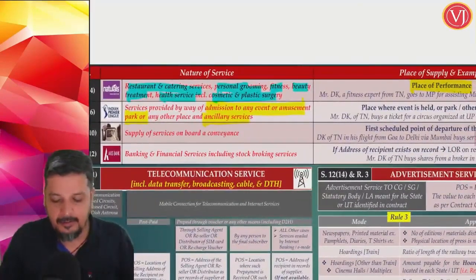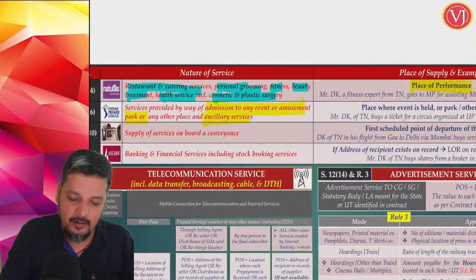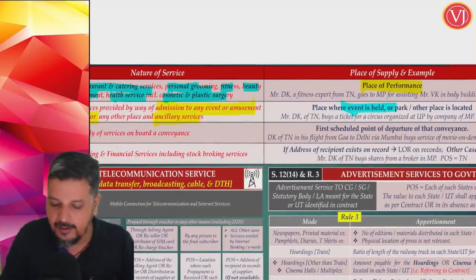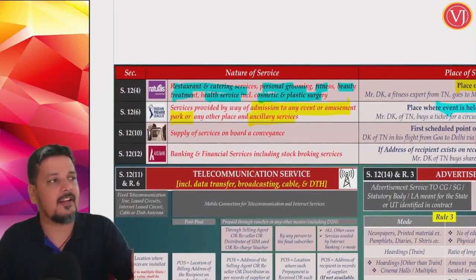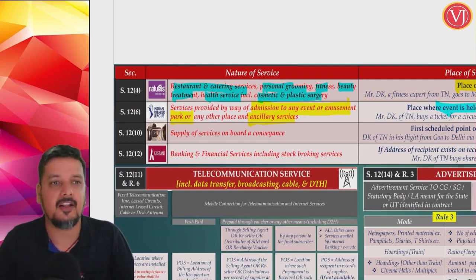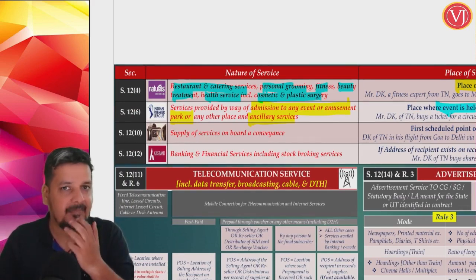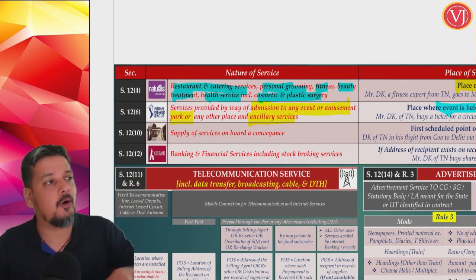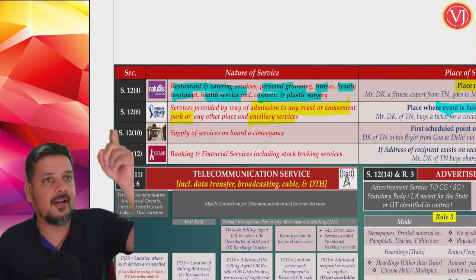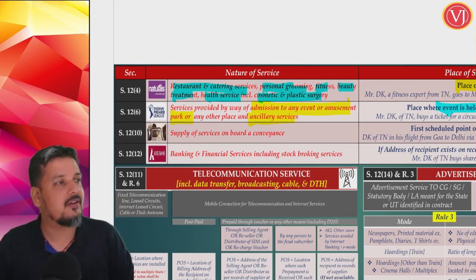Where is the place of supply? Place of supply is where the event is held or where the park is located. The event will keep changing, so it is where the event is held, or where the amusement park or any other place is located. What is the difference? There they are talking about organization of event. Here they are talking about admission to event. Organization, admission.